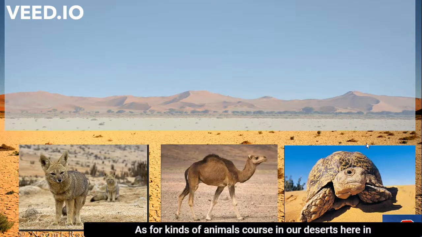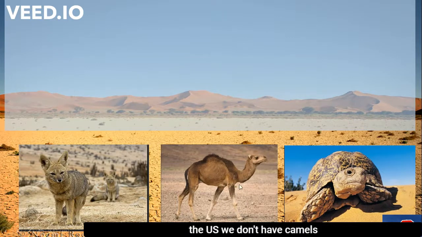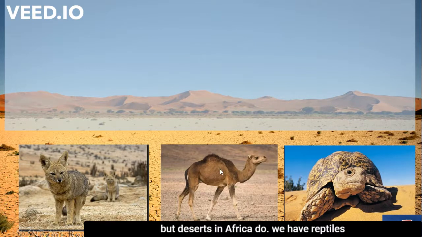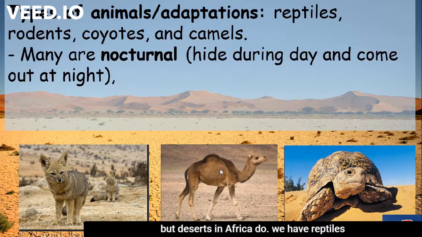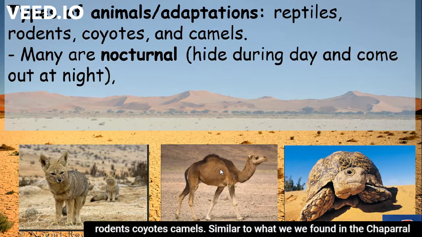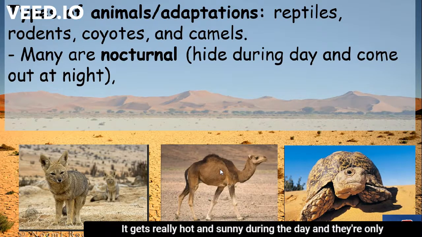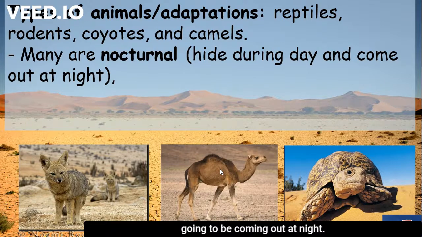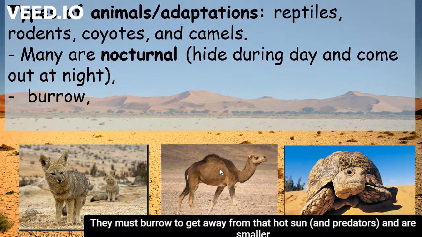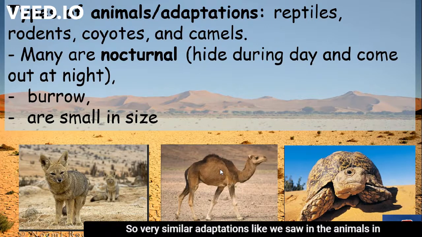Here are different kinds of animals. Of course, in our deserts here in the US, we don't have camels, but deserts in Africa do. We have reptiles, rodents, coyotes, camels. Many, like we found in the chaparral environment, are nocturnal. It gets really hot and sunny during the day, and they only come out at night. They may burrow to get away from that hot sun and are smaller in size. So, very similar adaptations to what we saw in the animals in the chaparral, because these are drier, more arid conditions.